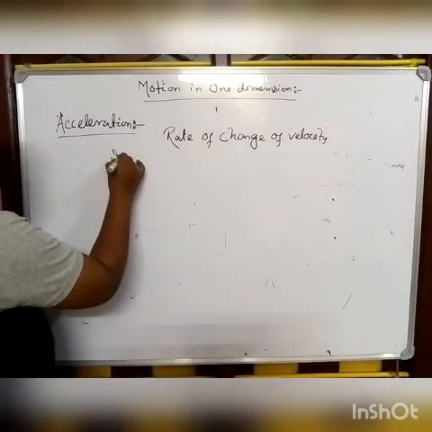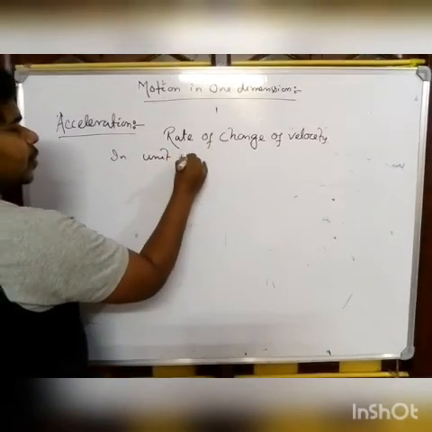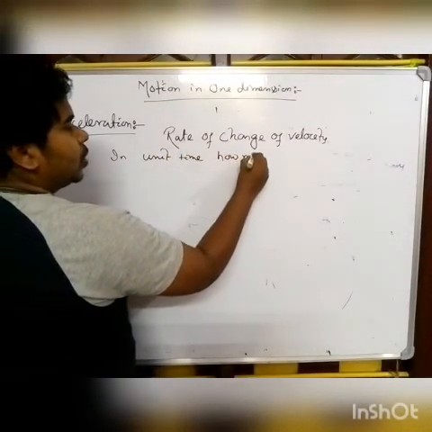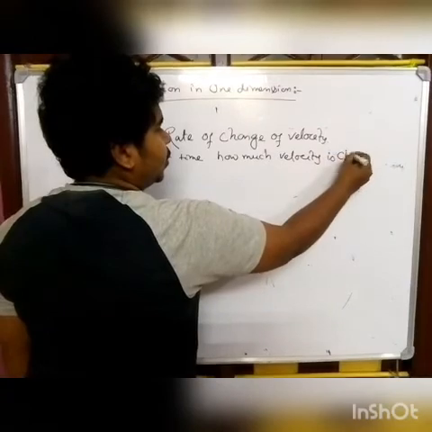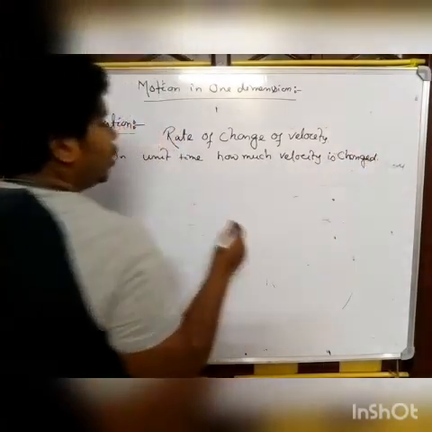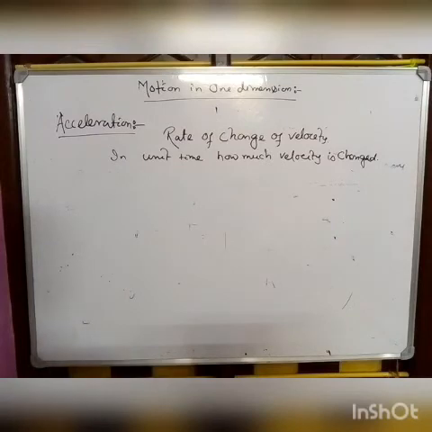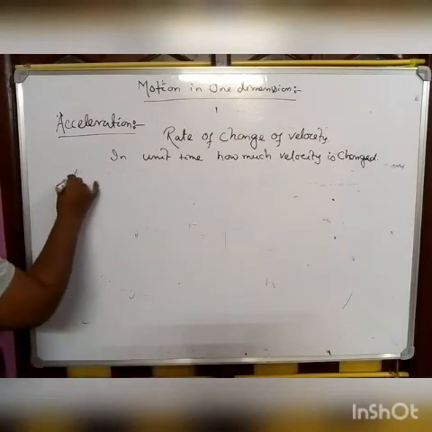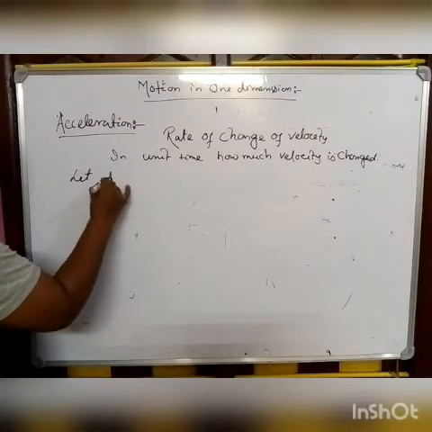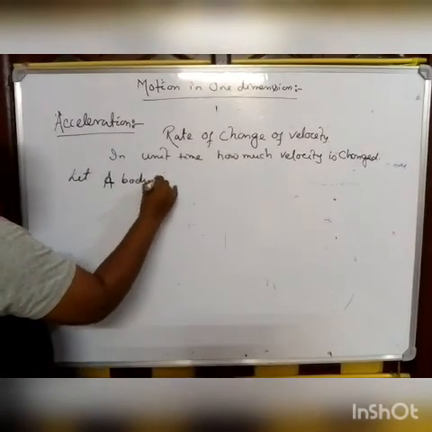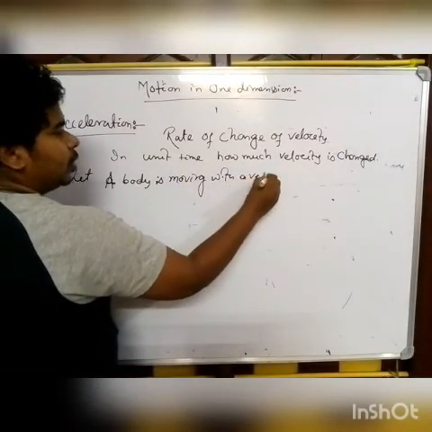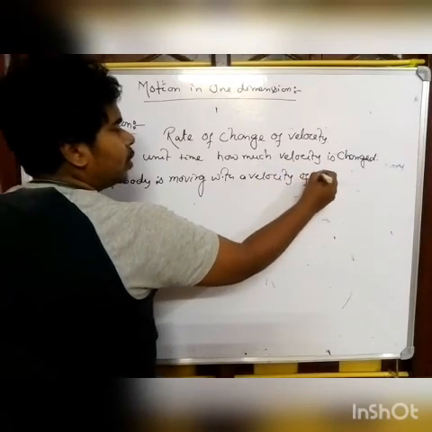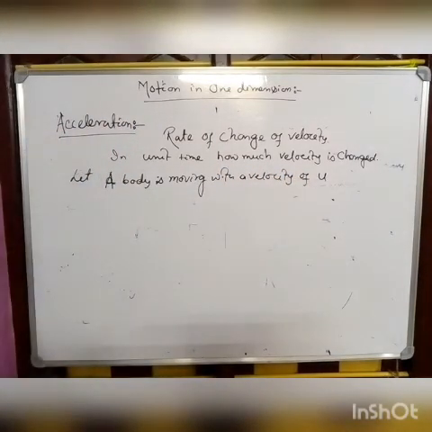That means in unit time how much velocity is changed. Okay, in unit time how much velocity is changed. So let's see an example. Let a body be moving with a velocity of u.